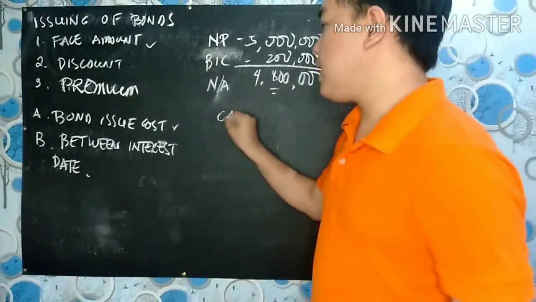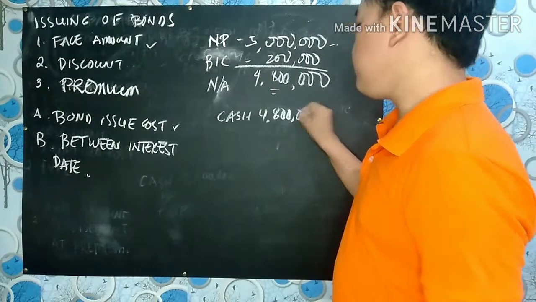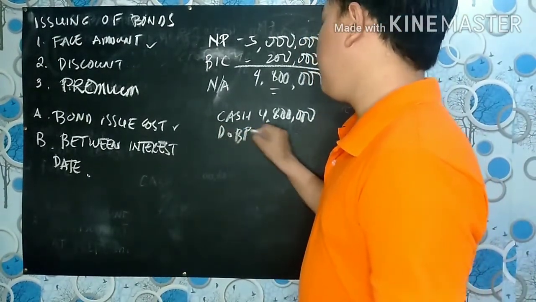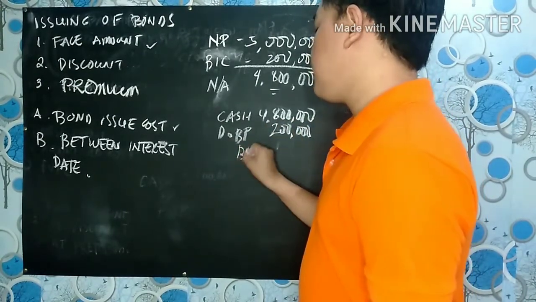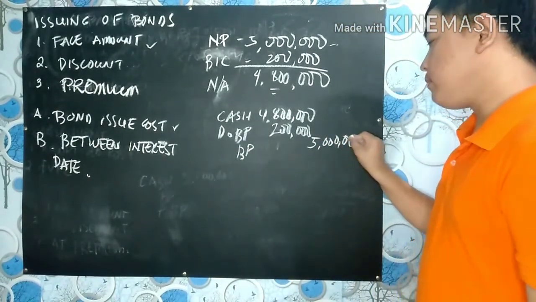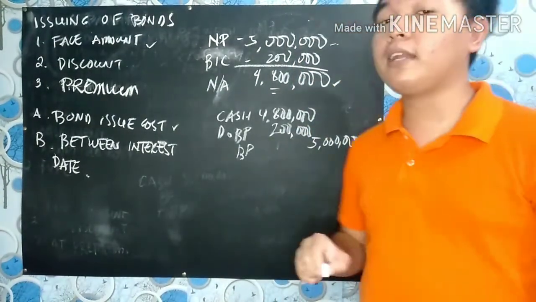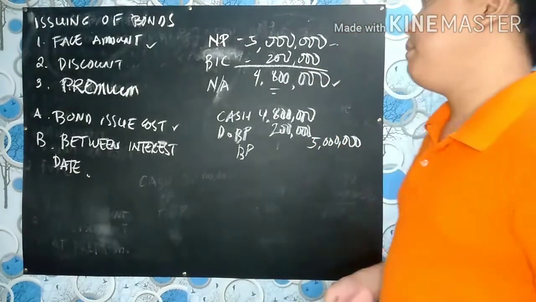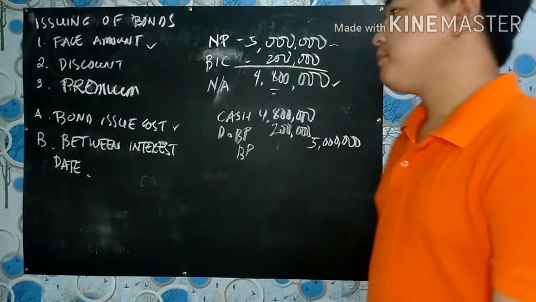So, ang entry natin dito is cash, 4,800,000. Okay? Debit tayo ng discount on bonds payable na 200,000. And credit tayo ng bonds payable 5 million. So, how much is our initial measurement? Of course, 4,800,000. Yung total net amount or net proceeds na na-receive natin. Ayos po ba yun? Okay.